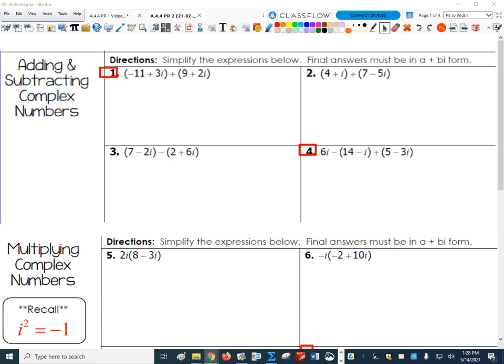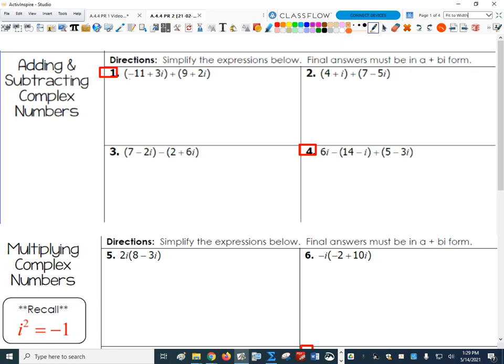I mean, if you had negative 11 plus 3x plus 9 plus 2x, how would you simplify that? What would you do, Elijah? Yeah, just combining like terms, wouldn't you? You'd combine the constants and the x terms. Well, just treat the i's like x's. So what do we get then?